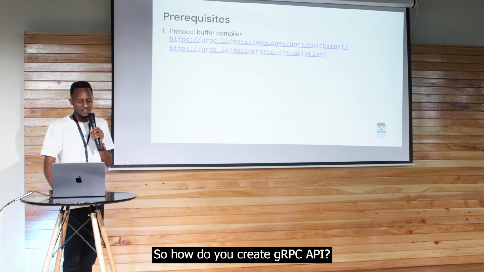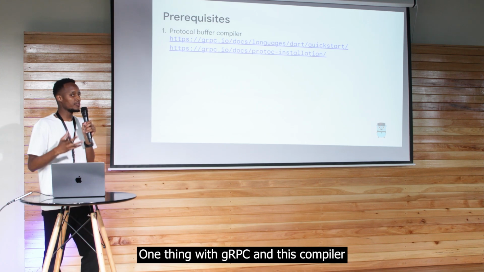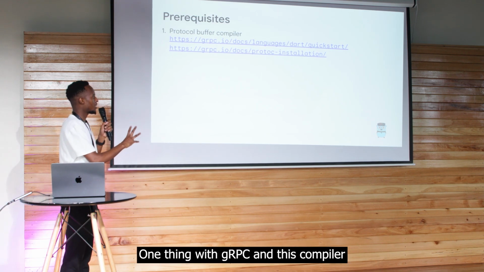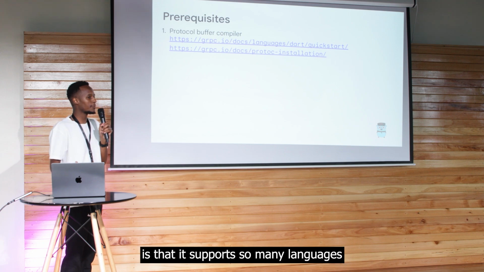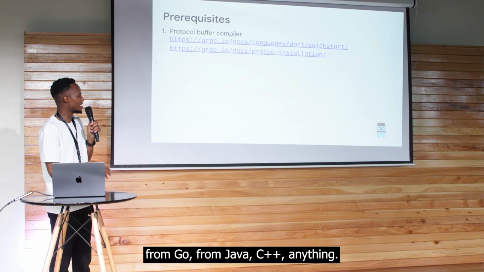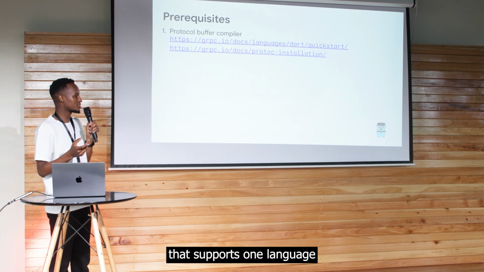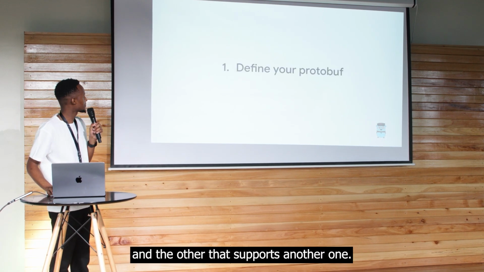So how do you create a gRPC API? First of all, you need to install a compiler. One thing with gRPC and these compilers is that it supports so many languages, from Go, from Java, C++, anything. So you can even have one service that supports one language and the other that supports another one.